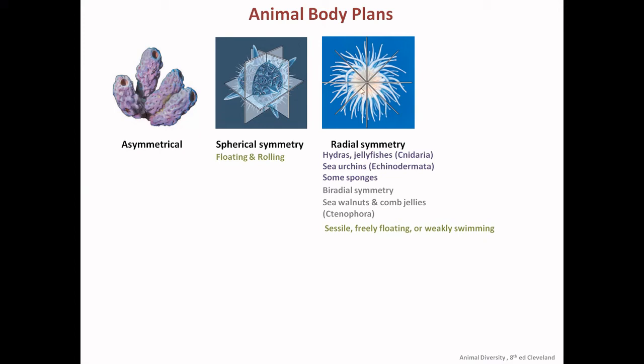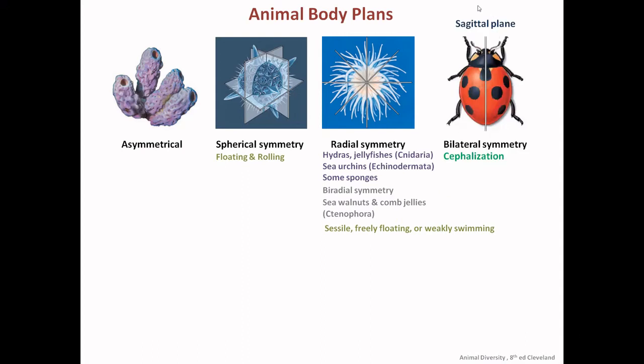There are some animals where you can divide the animal into two equal halves using only two types of planes. That is biradial symmetry, a subtype of radial symmetry. That is shown in the sea walnuts and the comb jellies, the phylum Ctenophora. Radial and biradial symmetry are shown in animals which are sessile, free floating, and weakly swimming. Now in this case, the plane is the sagittal plane.